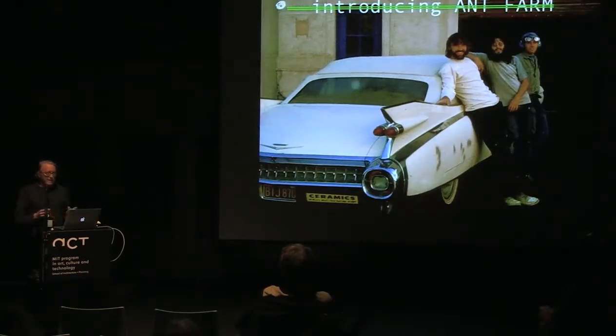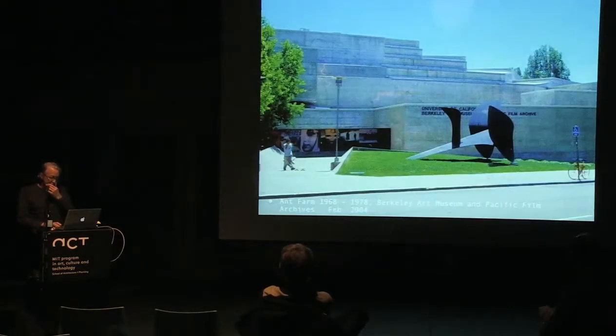The fact is, as Ant Farm, we really wanted to be a rock band, and so this is an image that could have been the album cover. I mention that because that was another influence from the counterculture and the culture of psychedelic music of the period.